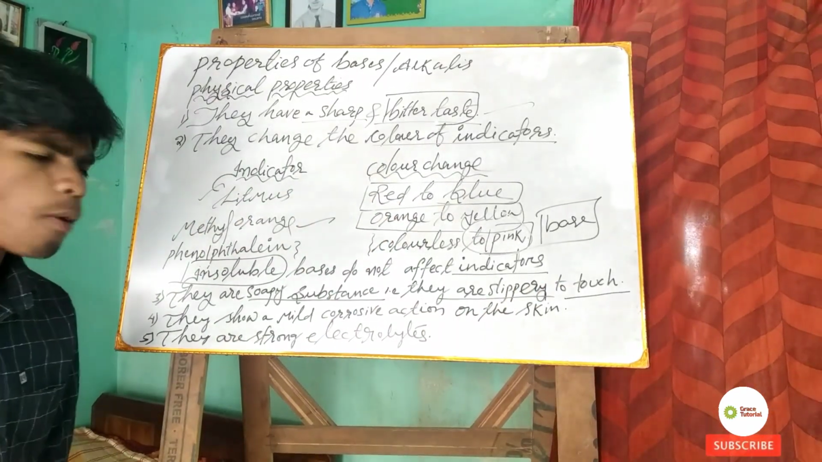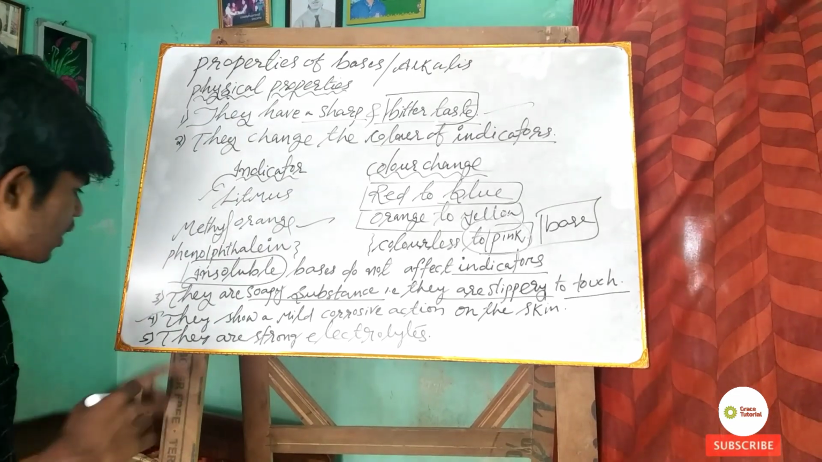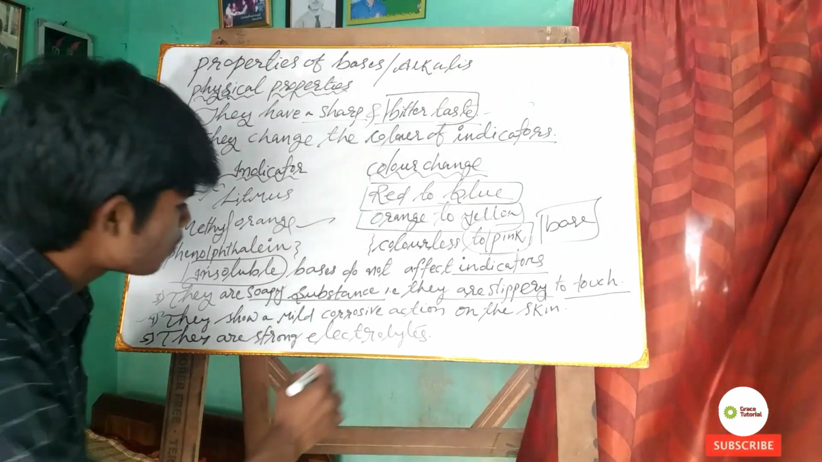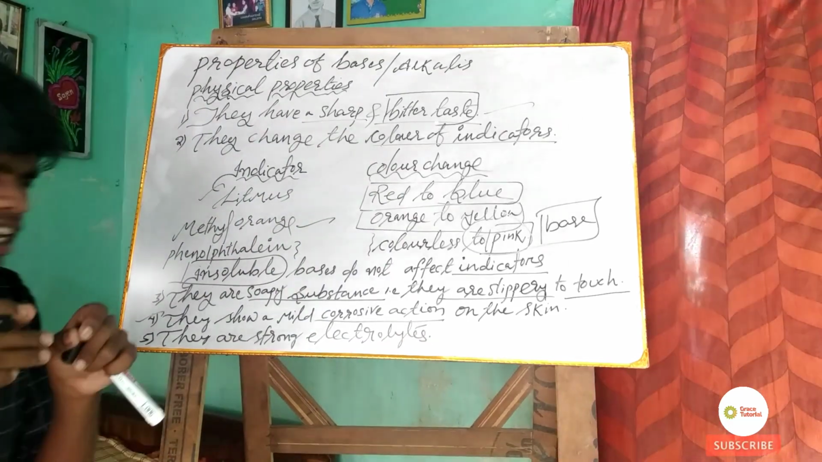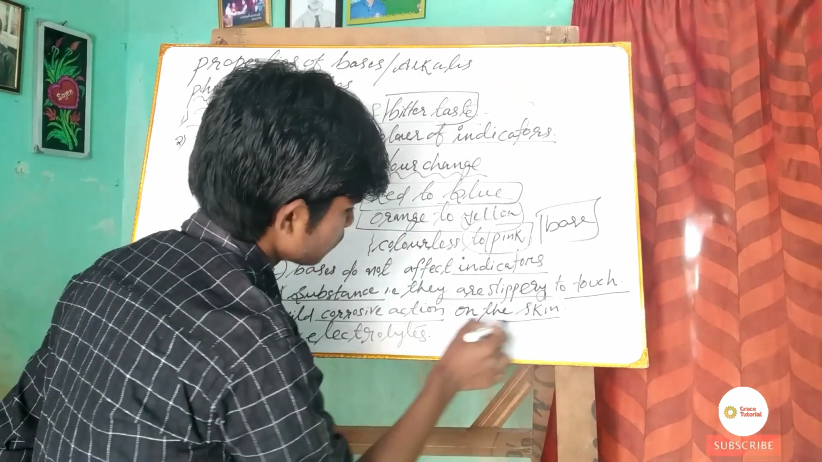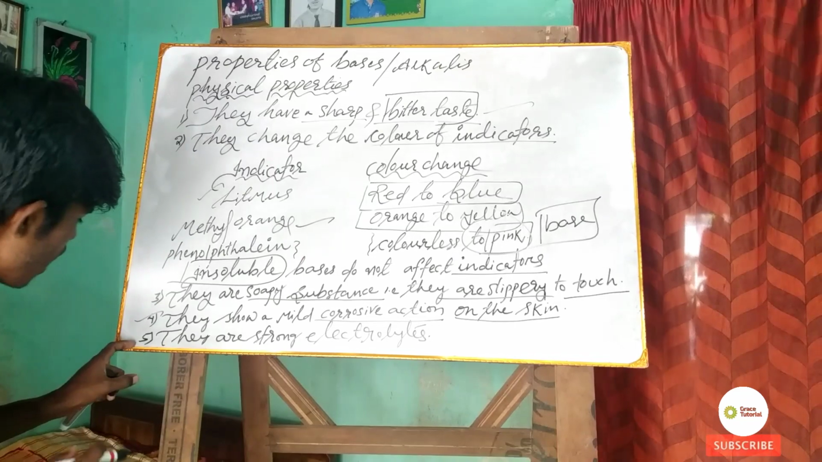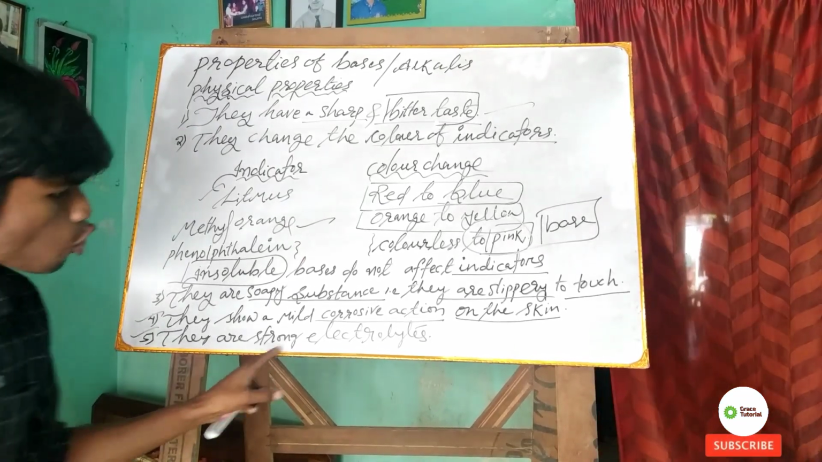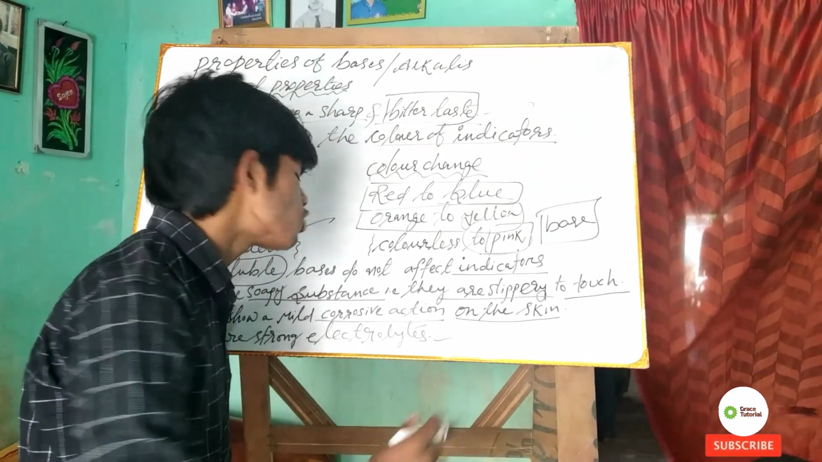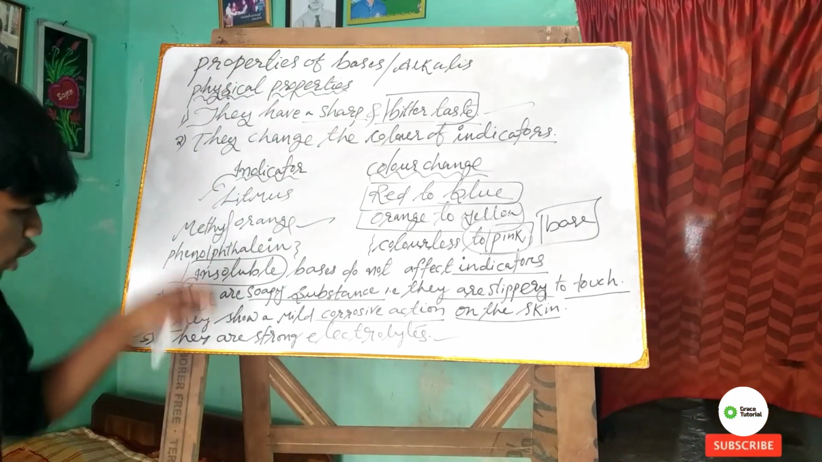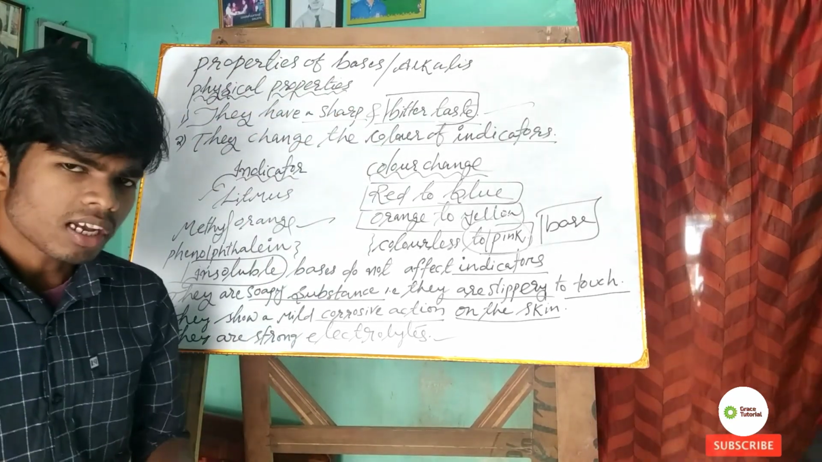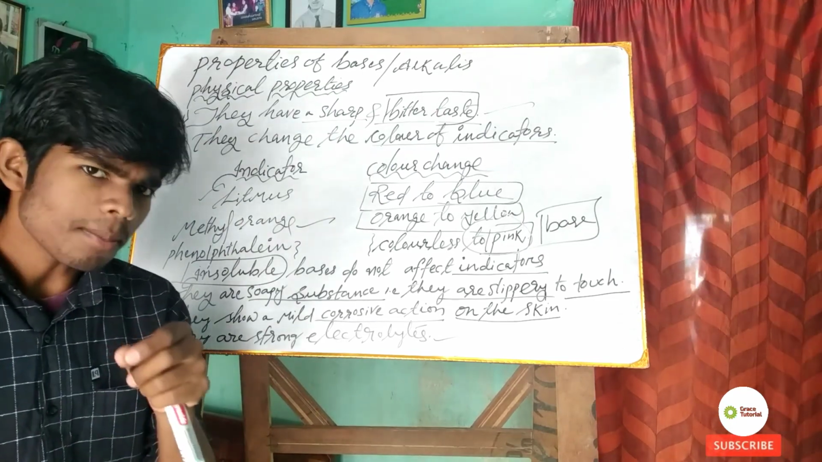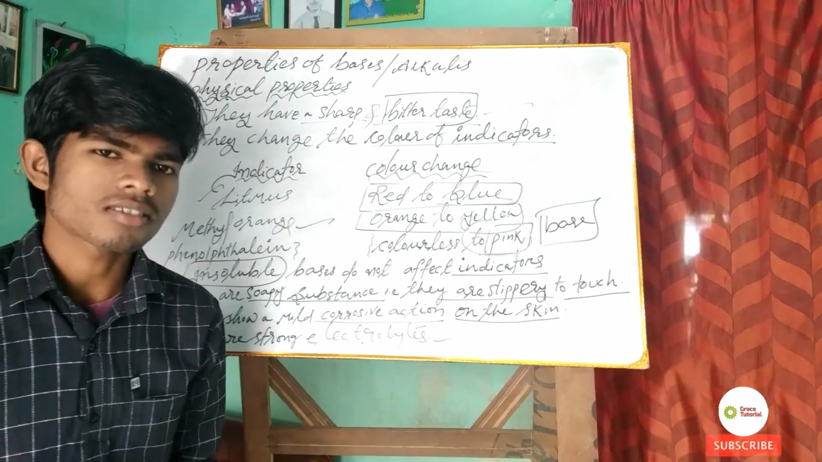Similarly, we have another physical property, that is, they show a mild corrosive action. That means slightly it burns on the skin. Similarly, we have one more point, that is, they are strong electrolytes. The bases are generally strong electrolytes. So these are the various points of the physical properties. Now we will discuss the chemical properties of the bases.